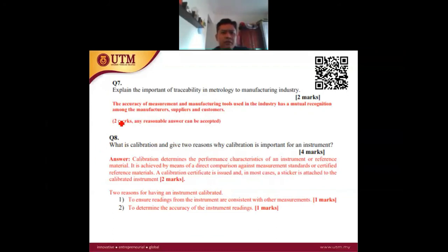Question 7. Explain the importance of traceability in terms of manufacturing. As I stated, the keyword you have is accuracy. Traceability is a tool for mutual recognition among manufacturer, supplier, and customer. This is one example of an answer. You can give any, it all depends on whether the answer is related to the question. So this is one: accuracy. And then recognized by the parties involved.